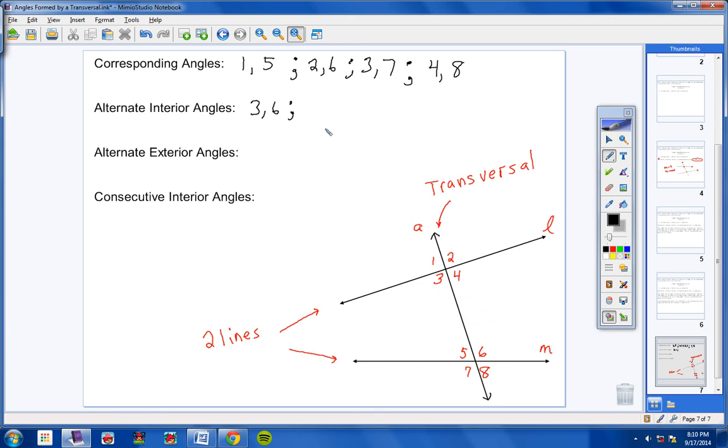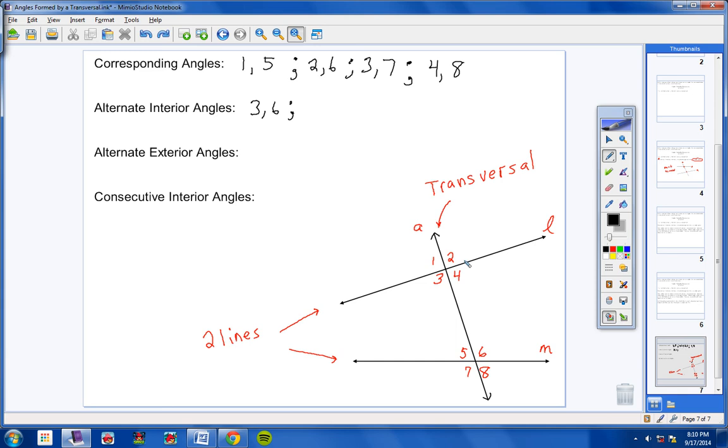Okay, now there's one more set of alternate interior angles. Go ahead and figure out what it is and write it right here. You should be able to do that. Go ahead and figure the other set of alternate interior angles, and then write that here.